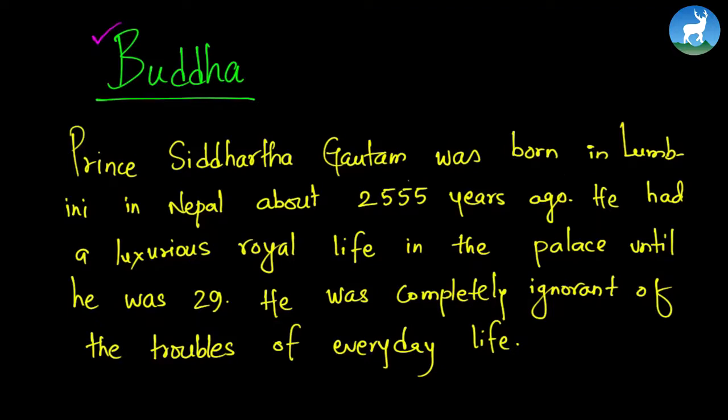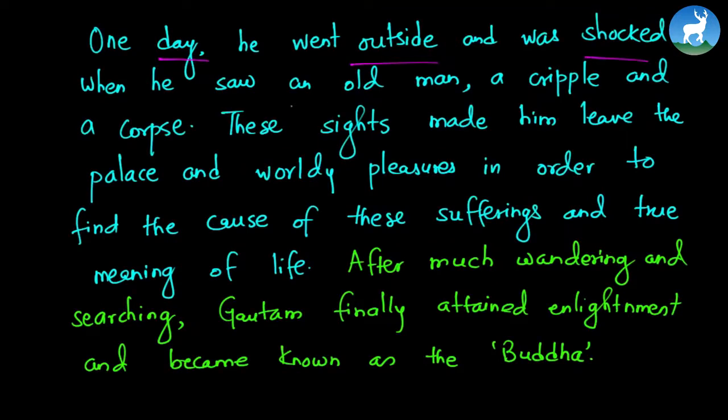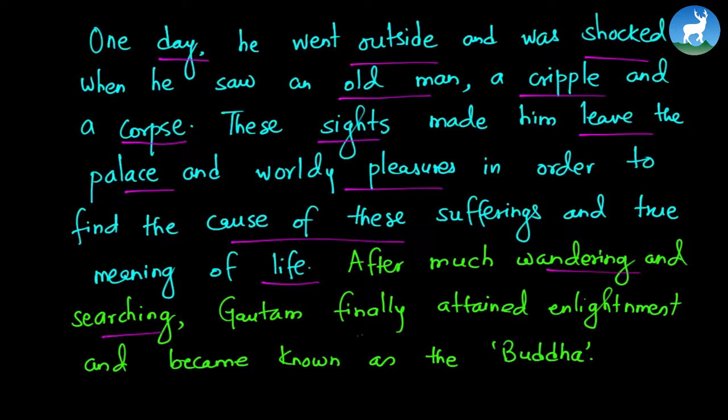Prince Siddhartha Gautam was born in Lumbini in Nepal about 2555 years ago. He had a luxurious royal life in the palace until he was 29. He was completely ignorant of the troubles of everyday life. One day, he went outside and was shocked when he saw an old man, a cripple, and a corpse. These sights made him leave the palace and worldly pleasures in order to find the cause of these sufferings and true meaning of life. After much wandering and searching, Gautam finally attained enlightenment and became known as the Buddha.